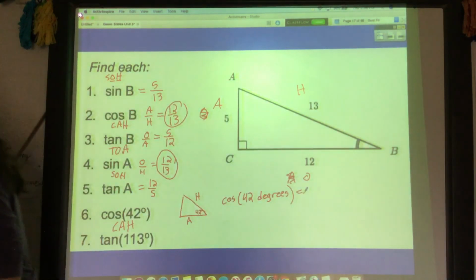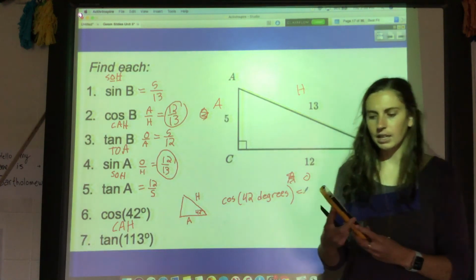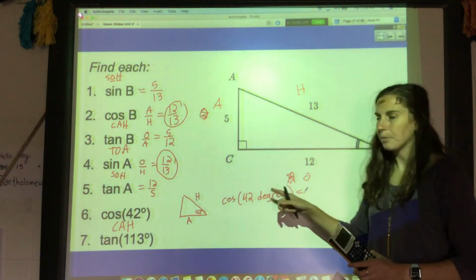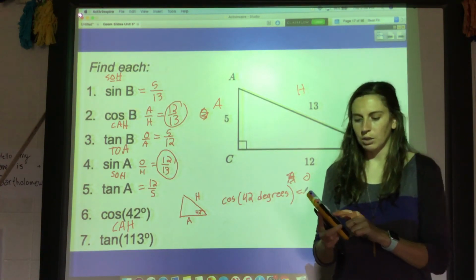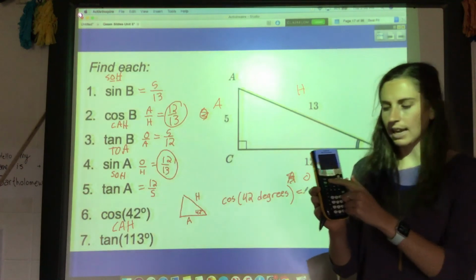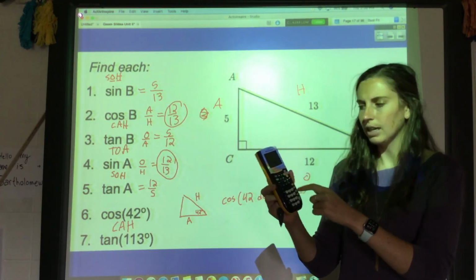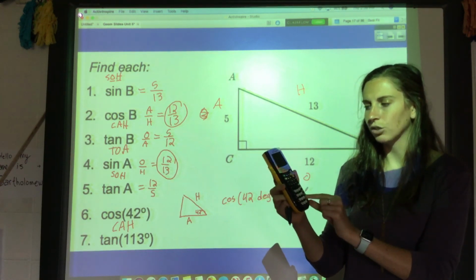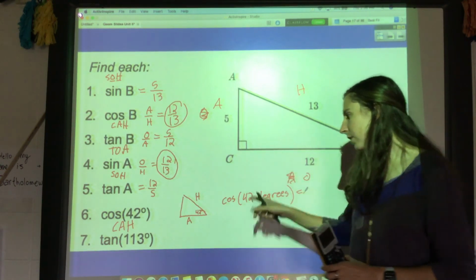You can also use a calculator. If you're using a TI-83 or TI-84, you first need to make sure you're in degree mode. If you're not in degree mode, you're going to get the answer wrong. The mode button is right next to second. On the third line down, you want it to highlight degree, not radian. So have it highlight degree, and then you're in degree mode.